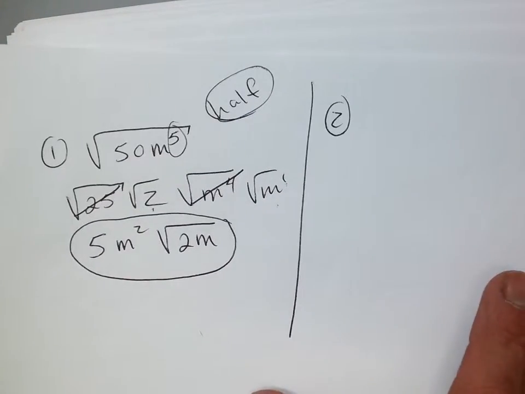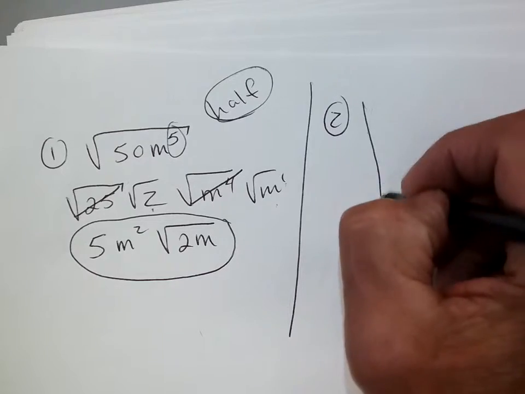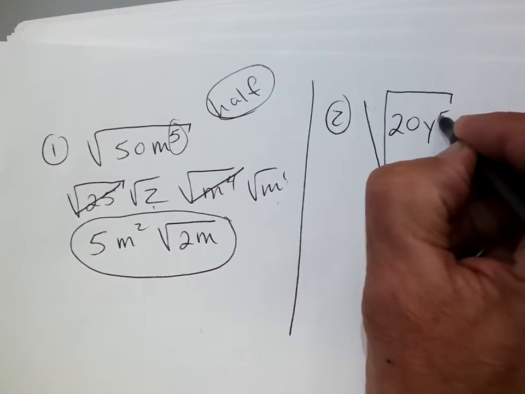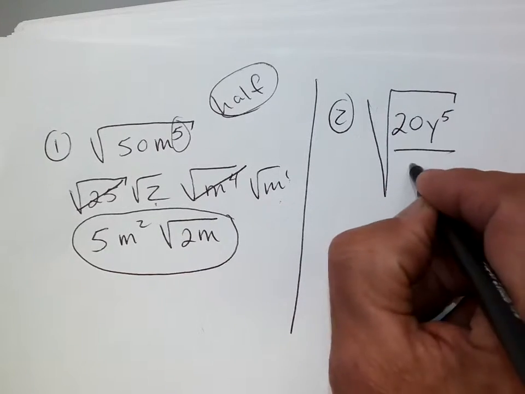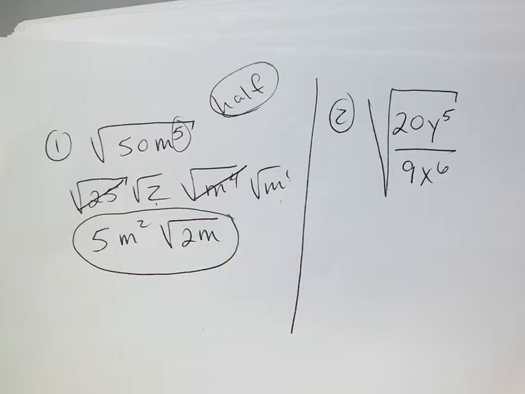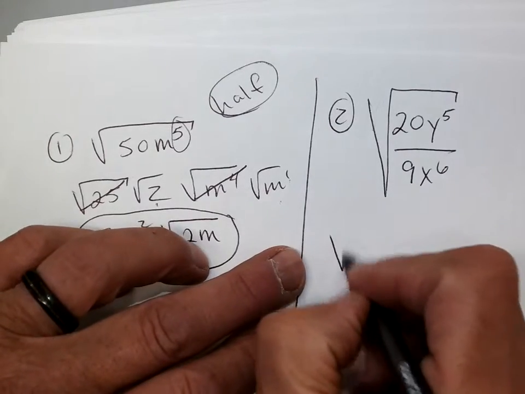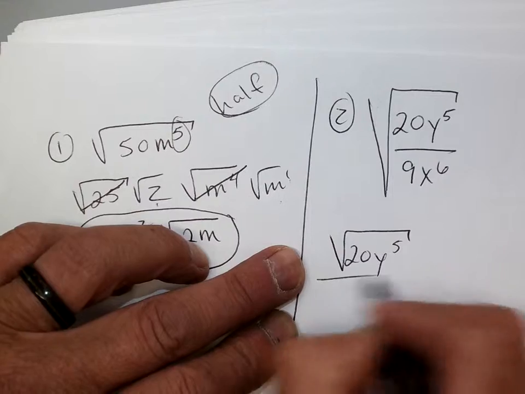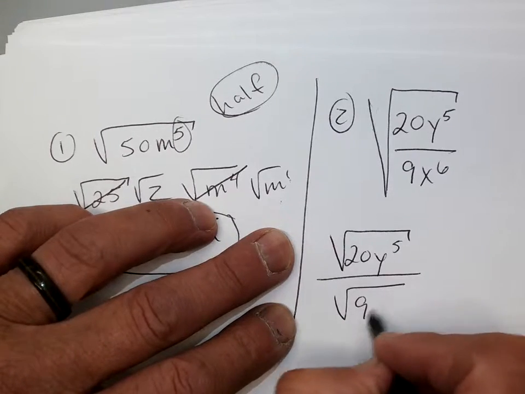We've got the square root of 20 y to the 5th over 9 x to the 6th. When I see this, I'm going to try and break it up into a top part of the fraction and the bottom part, numerator, denominator. So I'm going to break it up and make it the square root of 20 y to the 5th over the square root of 9 x to the 6th.